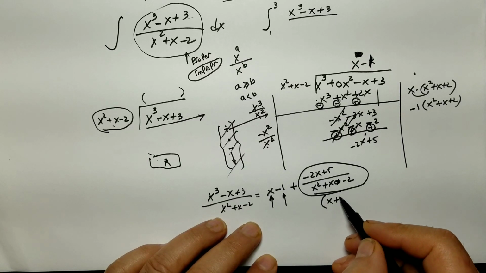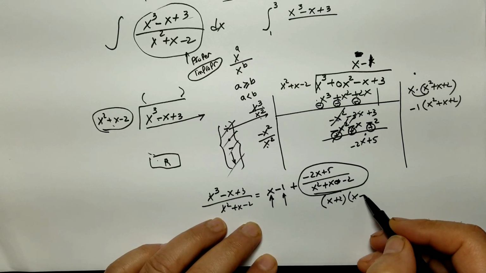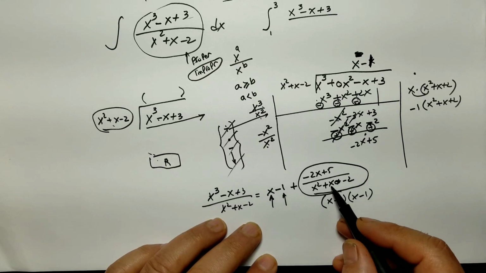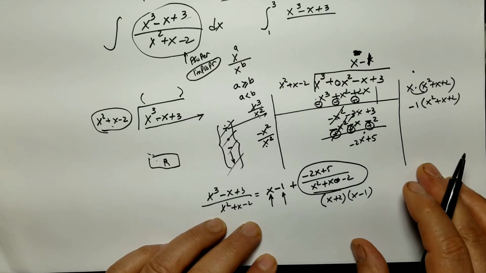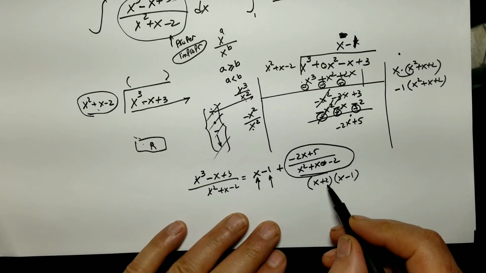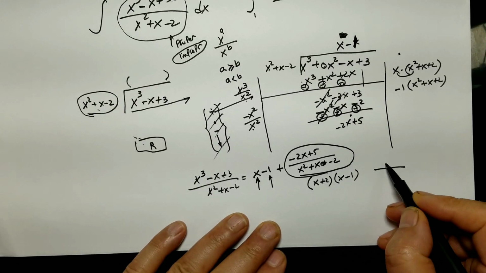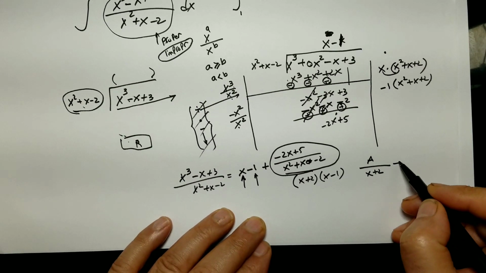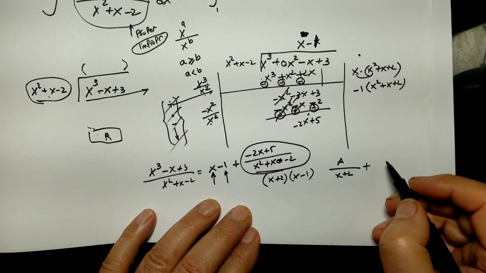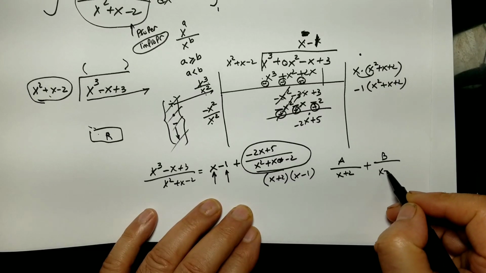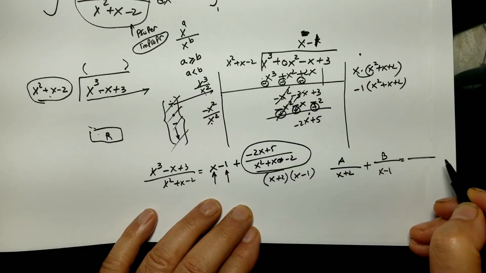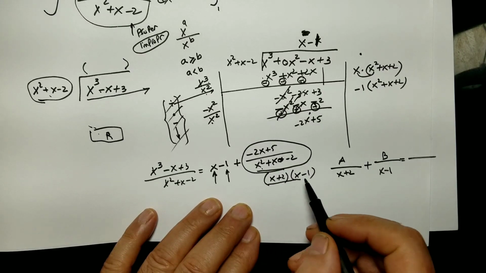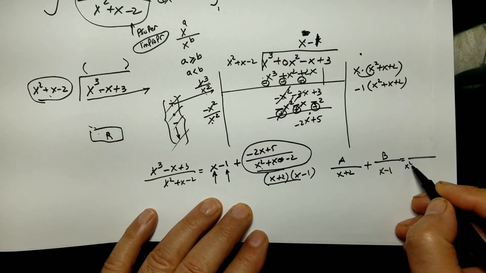Let's see if the bottom can be factored. If I write x plus 2 and x minus 1, that becomes x squared minus x plus 2x minus 2. Yes, that one can be factored. That is a linear factor. Therefore, I put an A on the top with the x plus 2 in the bottom. And this is a linear factor. I put a B on the top, x minus 1. But this must become equal to x squared plus x minus 2, which is x plus 2 times x minus 1.